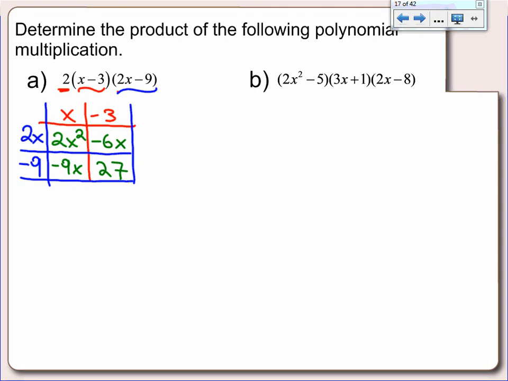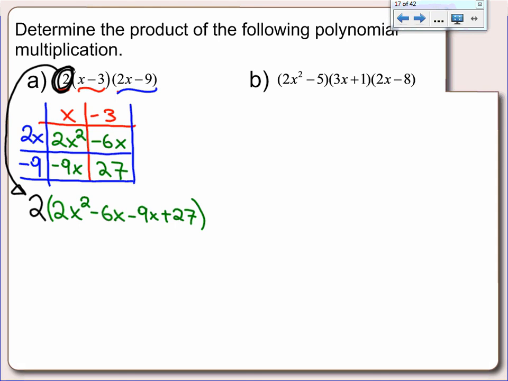We then write out everything we see in that box. So we have 2x squared minus 6x minus 9x plus 27. And we're going to do something strange here. We're going to put our answer that we have right now in brackets. And the reason we're putting it in brackets is because we can't forget about this 2 up here. So this 2 up here, we need to bring it with our answer, and it's still out front.